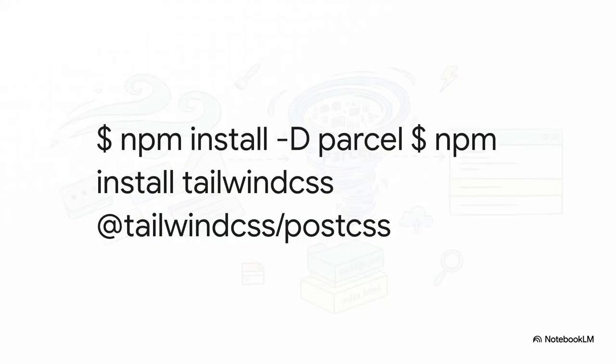So pop open your terminal. After you make your project directory and run npm init, we'll install our dependencies. First, grab Parcel. Then we install Tailwind. Now, pay attention to this second command, because this is where we see the first bit of v4 magic. Notice we're just installing Tailwind CSS and @tailwindcss/postcss. In the old days, you had to manually install postcss and autoprefixer as peer dependencies. Not anymore. It's all handled for you.